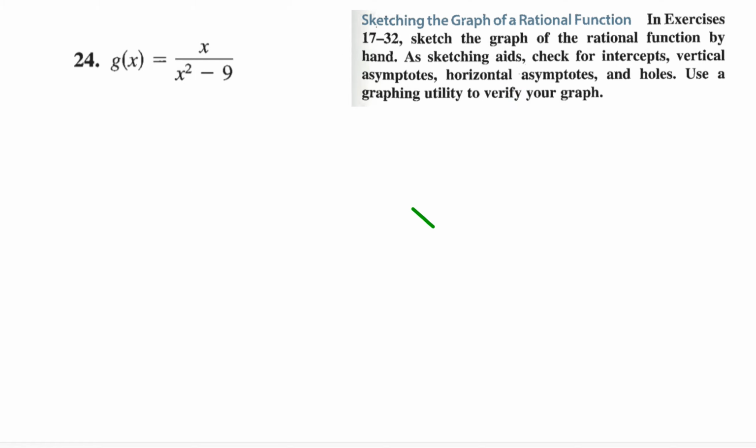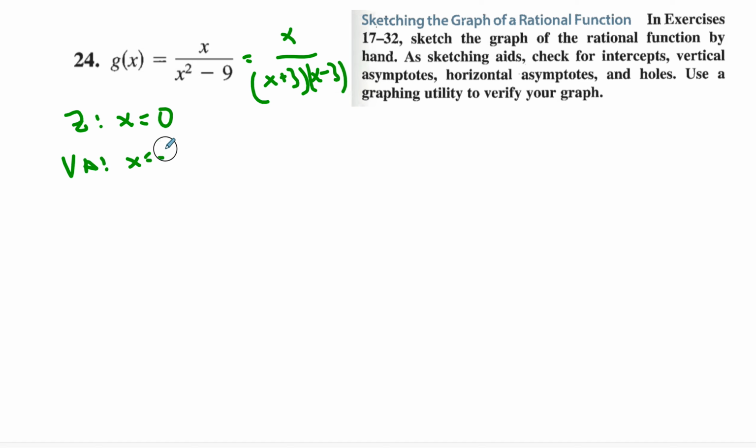Same here. We're going to find all the same information and see what's going on. When is x equal to 0? When x equals 0. Hopefully you recognize that the denominator is the same as x plus 3, x minus 3. Factoring is going to be your friend. So this has 2 vertical asymptotes. Long-term behavior, x over x squared. This is a higher power in the denominator, so it has a horizontal asymptote at y equals 0.